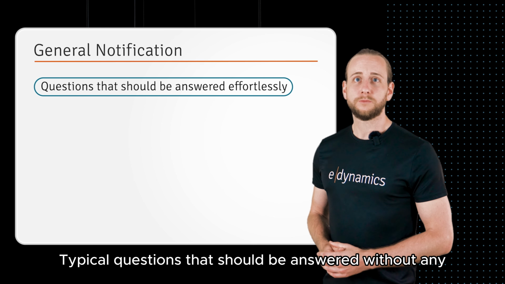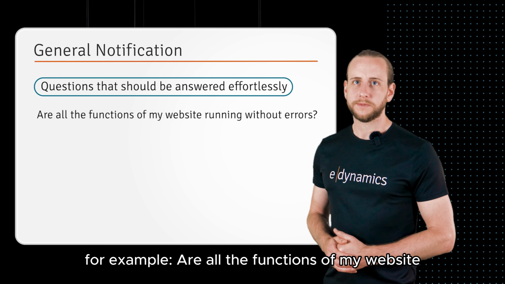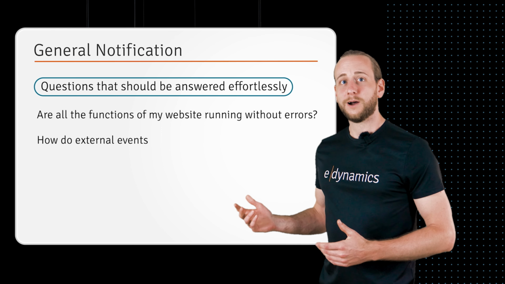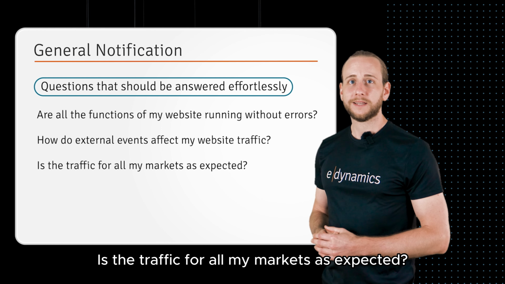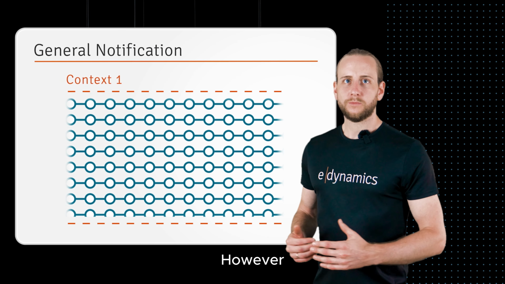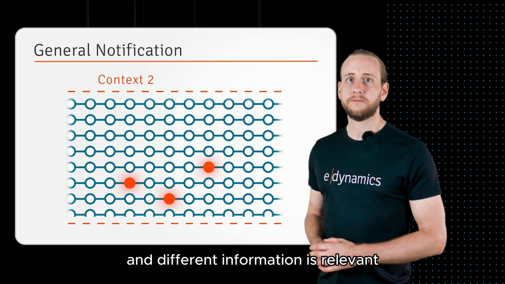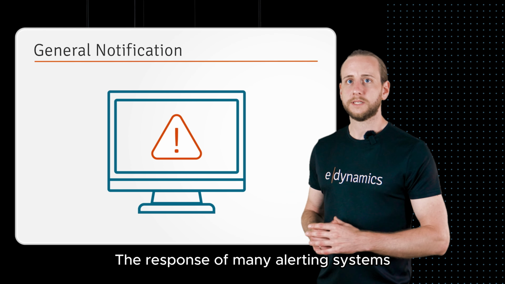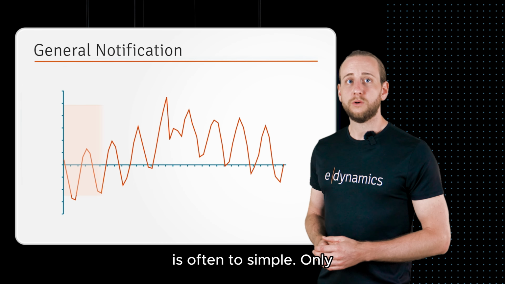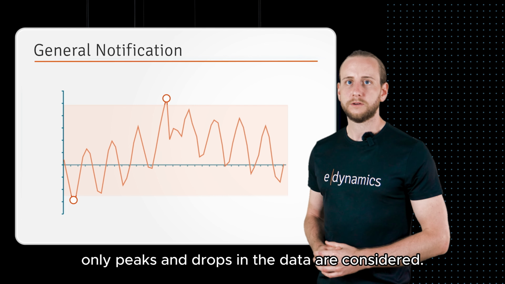Typical questions that should be answered without any effort are, for example, are all the functions of my website running without errors? How do external events affect my website traffic? Is the traffic for all my markets as expected? However, recognizing anomalies in data flow is a complex process and different information is relevant depending on the context. The response of many alerting systems is often too simple. Only fixed threshold values are used and therefore only peaks and drops in the data are considered.